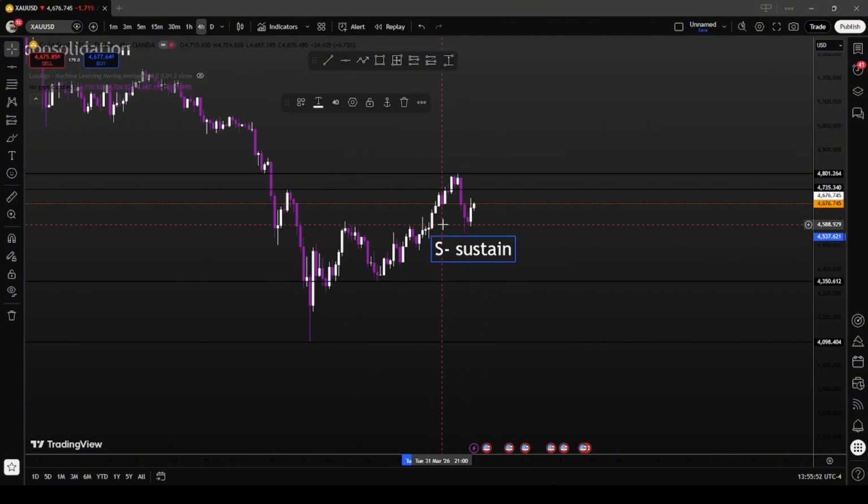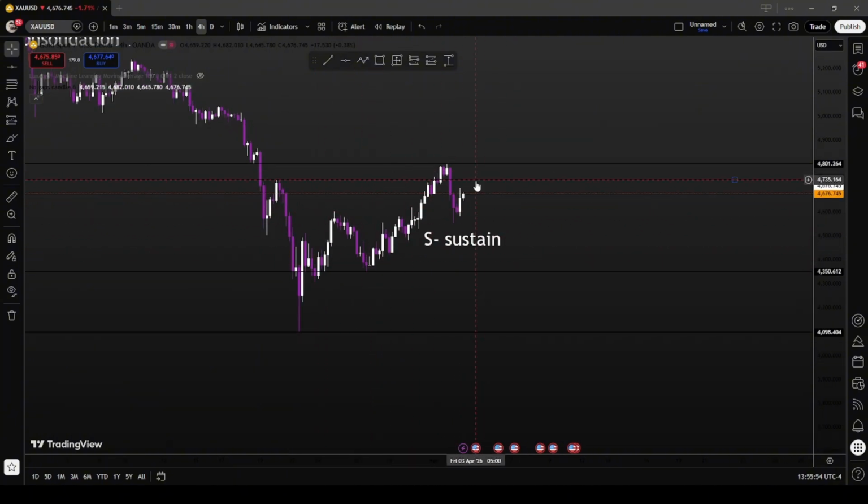But sustaining is staying in the trade, because your stop loss is all the way down here. You specifically put your stop loss all the way down here because you knew price would not make it back down.